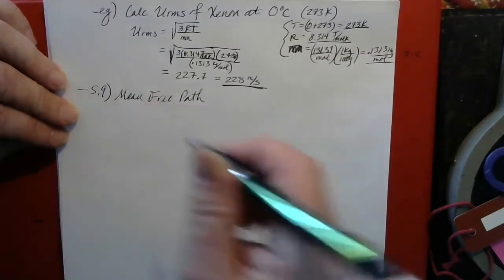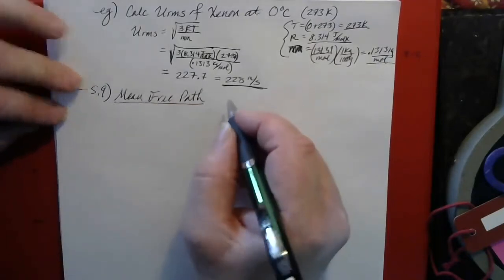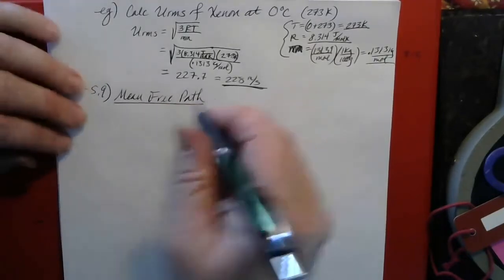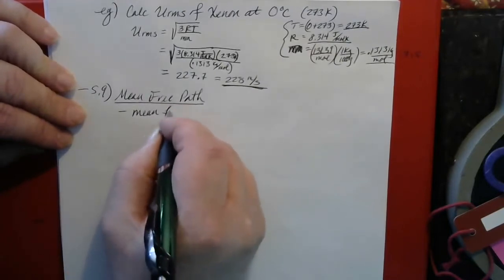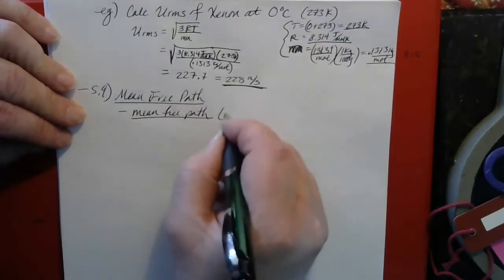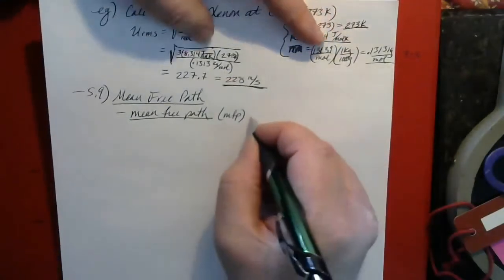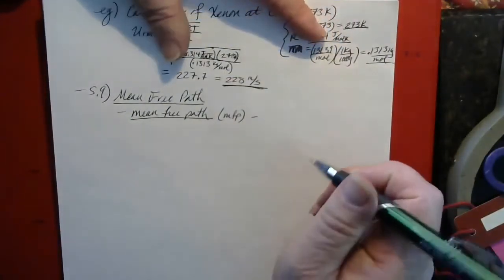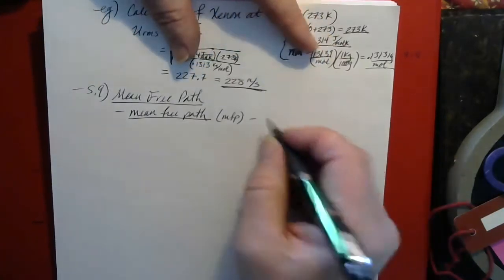Okay, moving on. We come to the idea of mean free path and diffusion and effusion. Mean free path, or MFP as it's sometimes called, is the average distance a particle of a gas can travel before colliding with something.